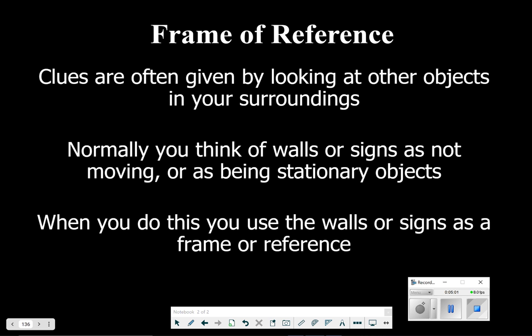But if the car in front of you is braking and slowing down, you're going to see brake lights. But more of what you're going to actually see is the car is getting bigger in comparison to you. That is using something other than a signpost or a house to tell frame of reference. That is using the vehicles around you.